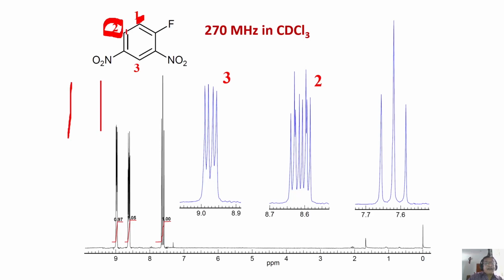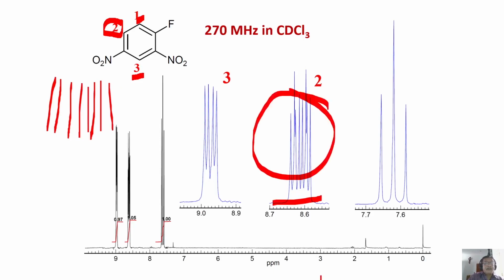Now what is going to happen? This is going to be split into doublet because of this. Okay, I'll write like this. It is also going to be split into doublet, each line of this because of this. 8 lines. See, you are getting 8 lines here. Count it. You can get 8 lines. So you can measure which is which and analyze, and you get 8 lines for this. That's why this is a proton 2.